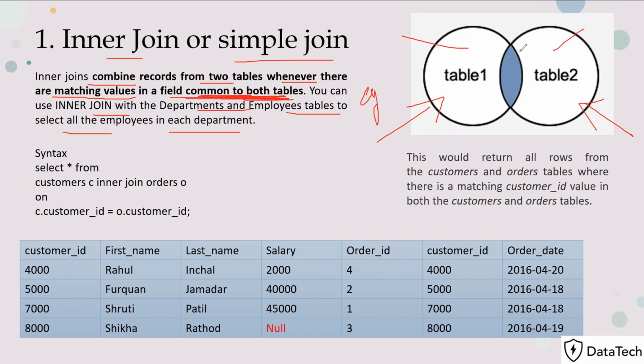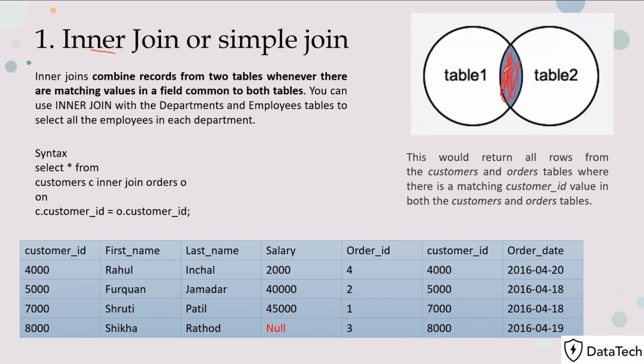Now what inner join does, as the name suggests as well, is that inner join gives you the common area, or common entries, whatever data entries are there. This would return all rows from the customer and order tables where there is a matching of customer ID values in both. Okay, let's not read much of it. Let's jump into the SQL workbench.